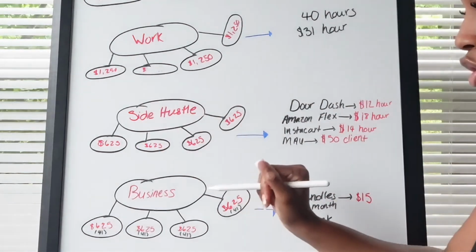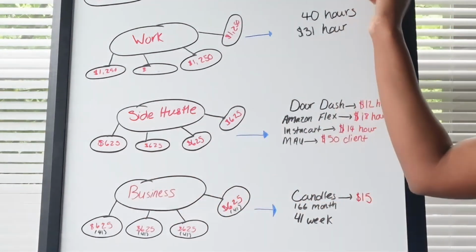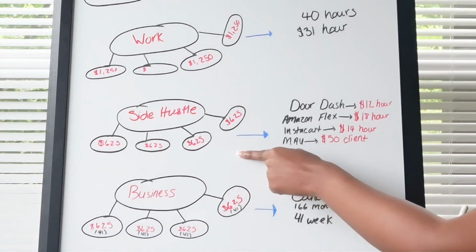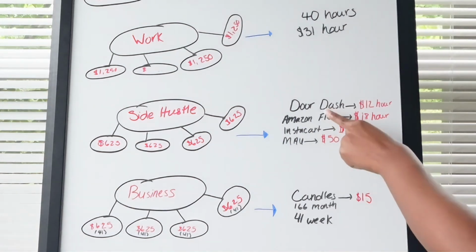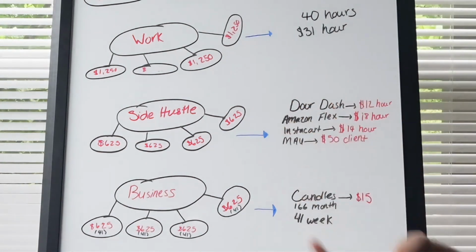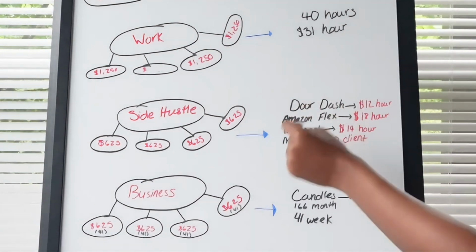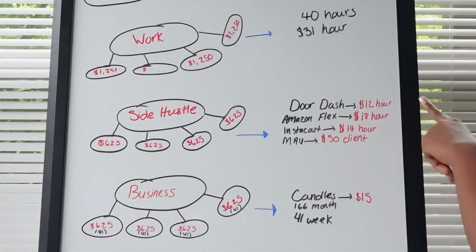For your side hustle, right, you should be making $625 a week, and that will get you to your $2,500 a month. The same thing. How are you going to be making that money? So these are just random examples. I said DoorDash, you can be making $12 an hour. Like I said, random. Amazon Flex, Instacart, makeup artist, $50 a client, $14 an hour, $18 an hour.